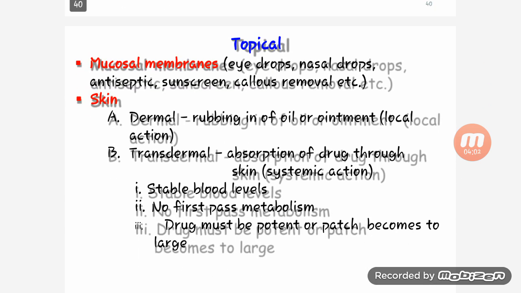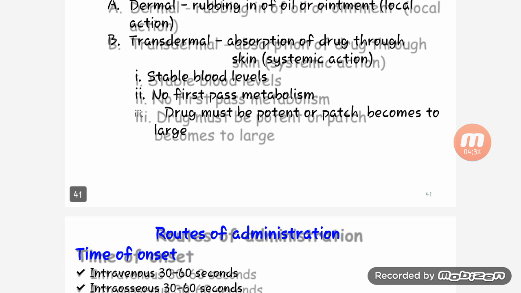Next is the topical route. Mucous membrane: eye drops, nasal drops, antiseptics, sunscreen, callus removal, etc. are used on the mucous membrane, which is the topical route. Skin, dermal: rubbing in of oil or ointment for local action. Transdermal: absorption of the drug through the skin for systemic action. Stable blood level, no first pass metabolism. The drug may need to be potent or the patch becomes large.